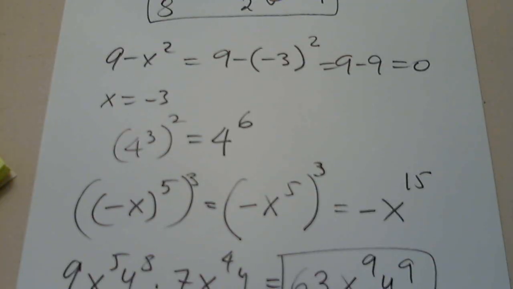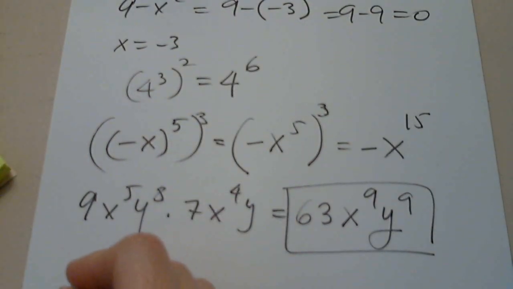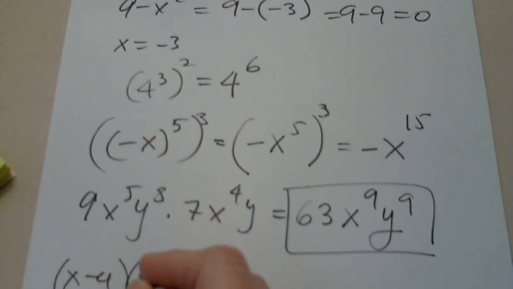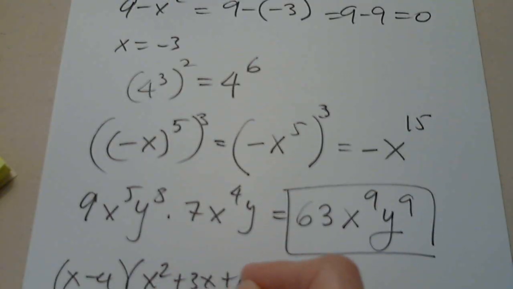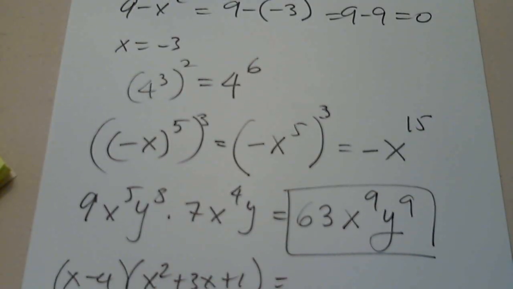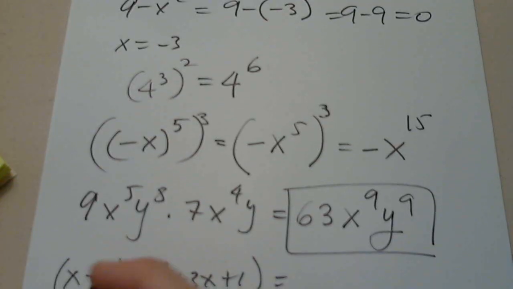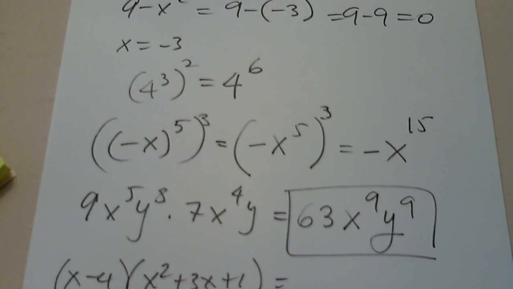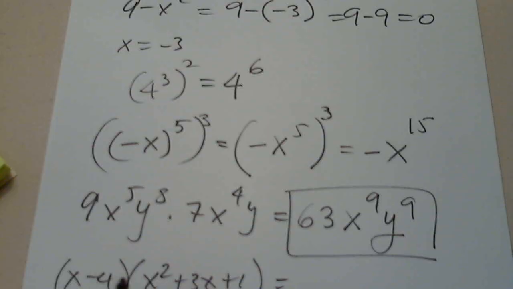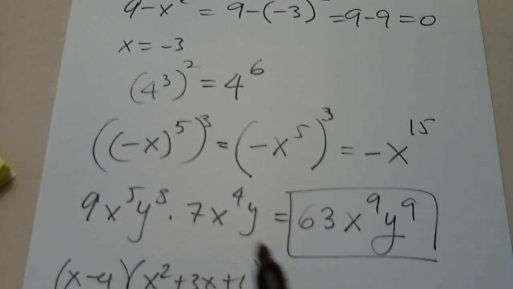Yes, of course. Okay, so it's x minus 4 and x squared plus 3x plus 1. We distribute x to those three terms. So we have x to the third plus 3x squared plus x. This times this is here, this times this is here, this times this is here. Now we distribute -4: -4x squared, -12x, and -4.